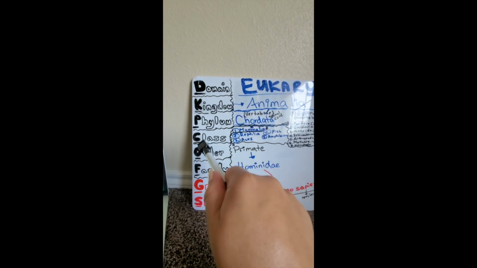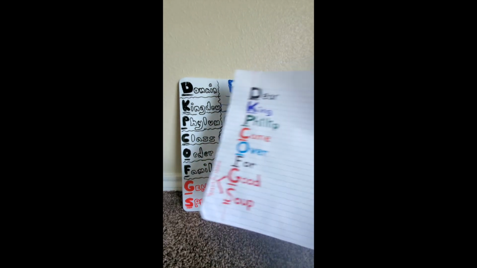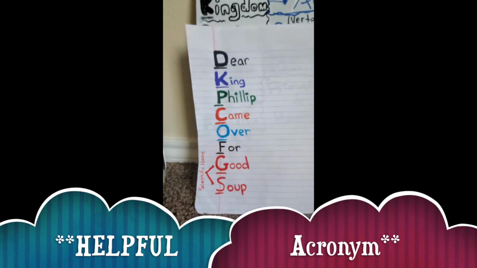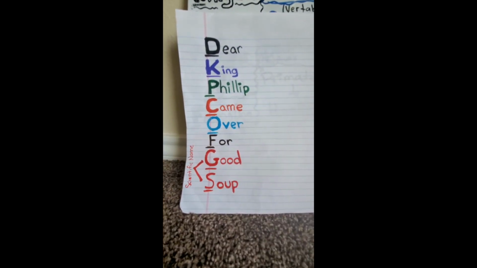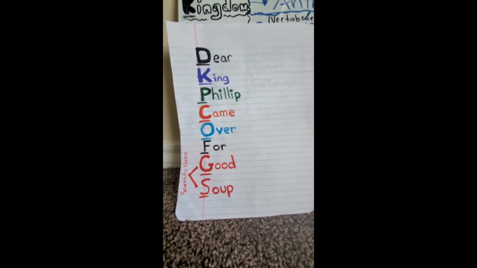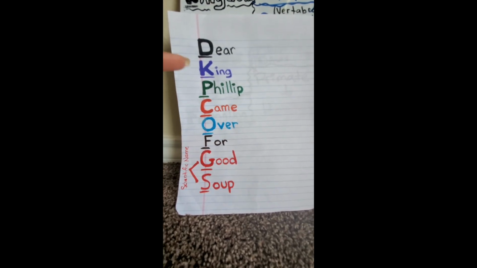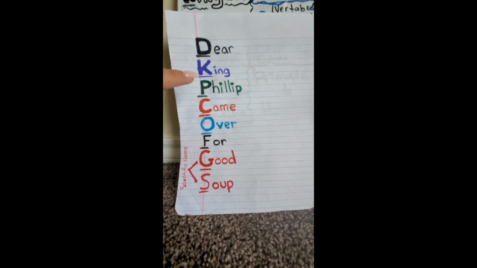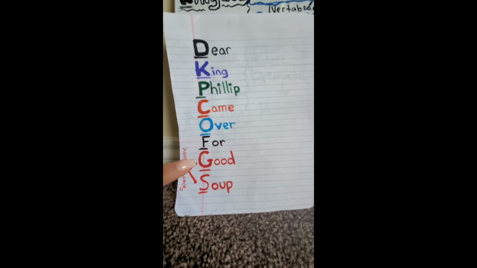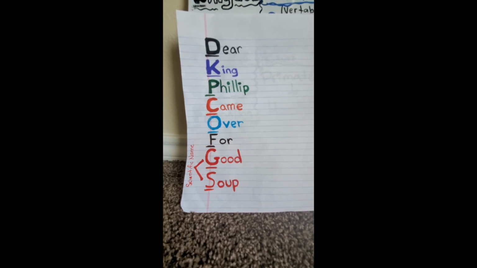I'm going to teach you a way to remember these in order. A common way is an acronym, and people say, Dear King Philip came over for good soup. Again, Dear King Philip came over for good soup. It's an acronym for domain, kingdom, phylum, class, order, family, genus, and species. Dear King Philip came over for good soup.